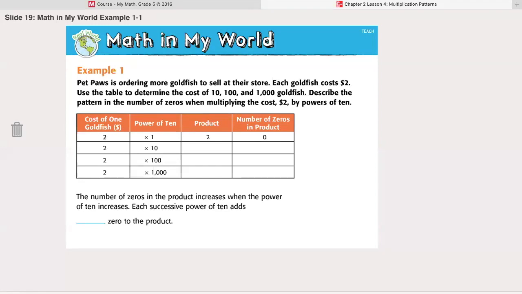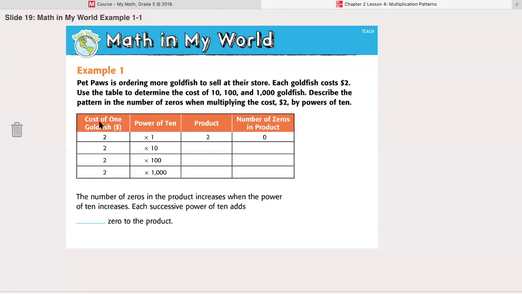Example 1. Pet Paws is ordering more goldfish to sell at their store. Each goldfish costs $2. Use the table to determine the cost of 10, 100, and 1000 goldfish. Determine the pattern in the number of zeros when multiplying the cost, $2, by powers of 10.